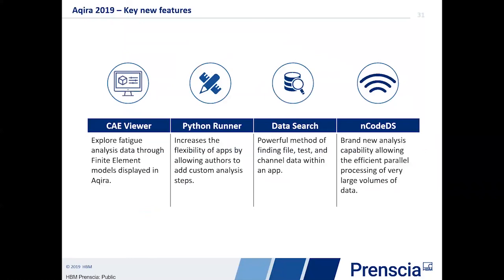Python runner, that's the ability to add a custom analysis step or configuration or some more advanced logic to a process by using Python. DataSearch is the ability to find data as part of an app as input rather than manually selecting files, as I just did. This gives you the ability to automatically find files and either provide them for, say, download or a next stage in an analysis process. And then finally, Encode DES, a brand new signal processing capability which is focused on efficient parallel processing for large volumes of data. So we're going to touch on each one of these in turn.